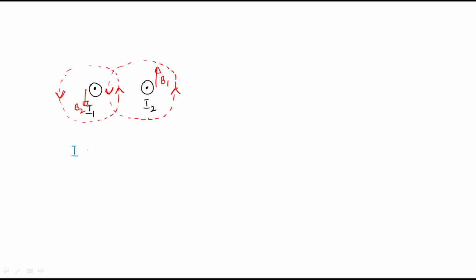Current is out of the plane, right? Let us say x, y, z. Current is out of the plane, which is nothing but ax cap. So current is ax cap. Coming to B2, this is I1, coming to B2, which is the downward direction. Downward direction is nothing but opposite to z, that is minus z, right? Downward direction minus z, that is nothing but minus az cap.